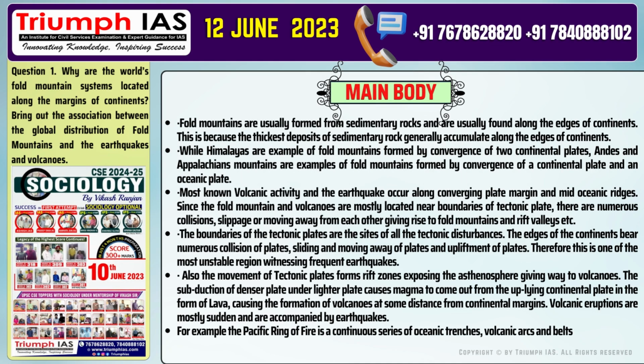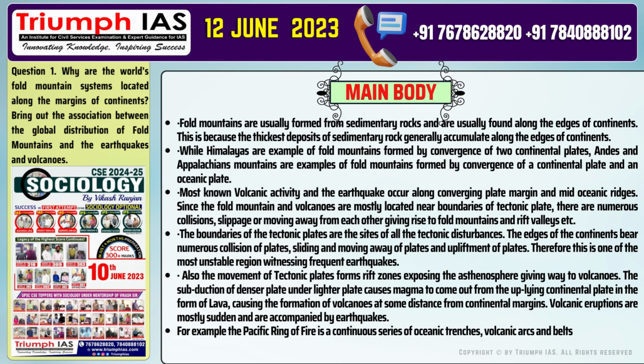The main body of the answer should be: Number 1. Fold mountains are usually formed from sedimentary rocks and are usually found along the edges of continents. This is because the thickest deposits of sedimentary rock generally accumulate along the edges of continents.